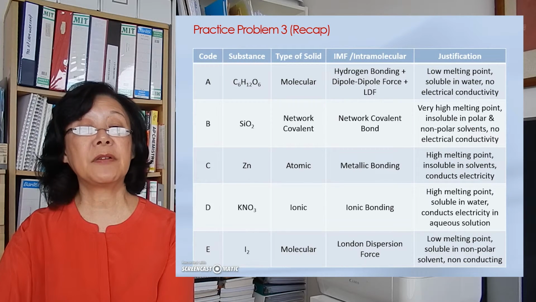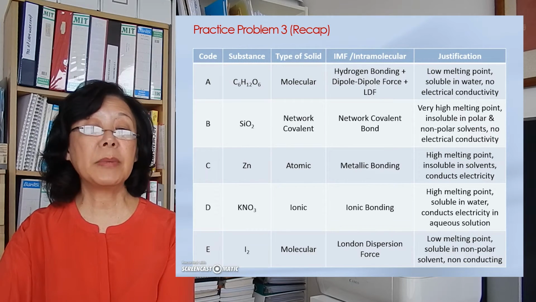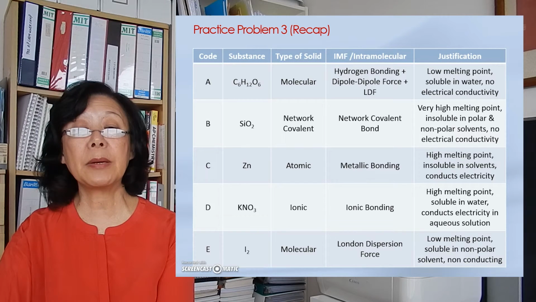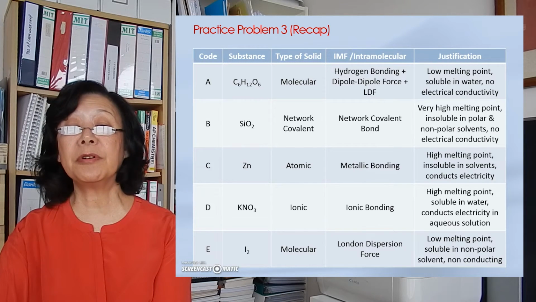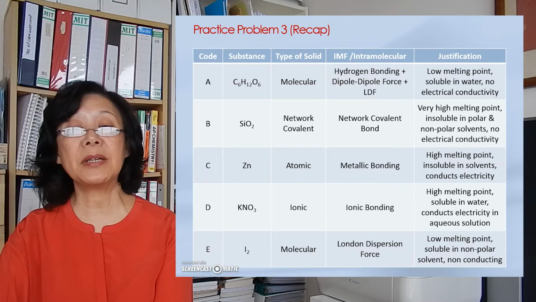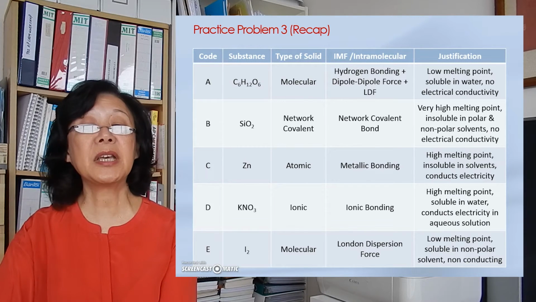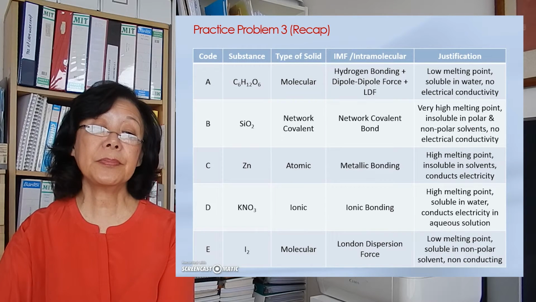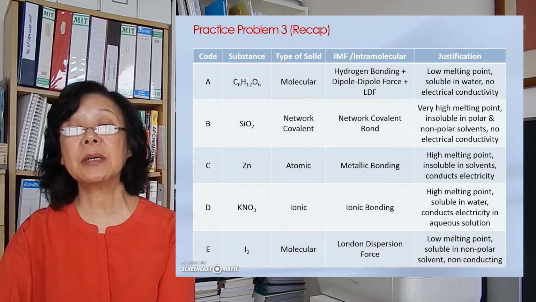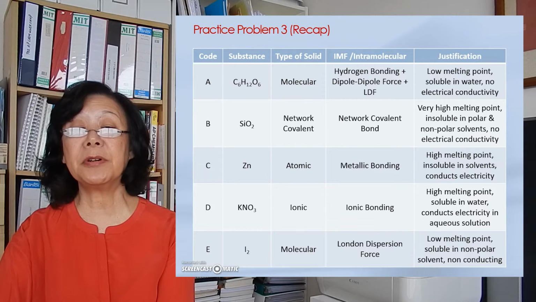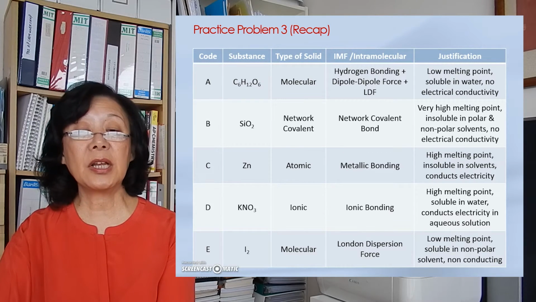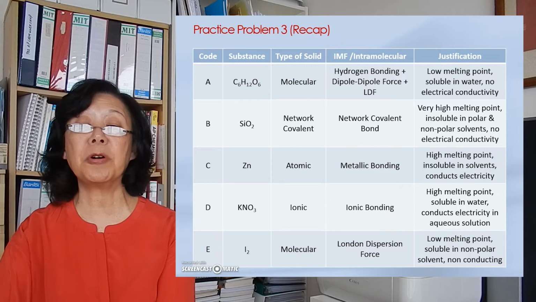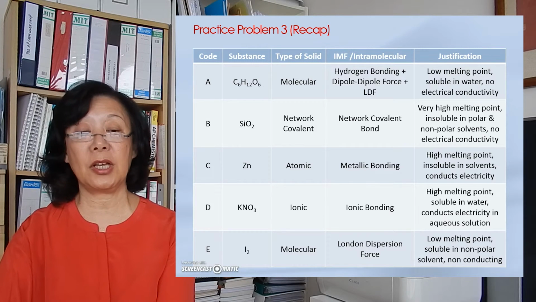Substance C is identified as zinc. This is an atomic solid due to metallic bonding. It has a high melting point, is insoluble in solvent, but does conduct electricity, and that gives you the clue to identify it as a metal. Substance D is potassium nitrate, ionic bonding. It has a high melting point, is soluble in water, conducts electricity in aqueous solution, and there's your clue that it is ionic, because only an ionic solid will be soluble in water to form ions to conduct electricity.